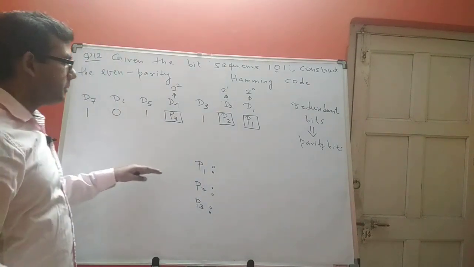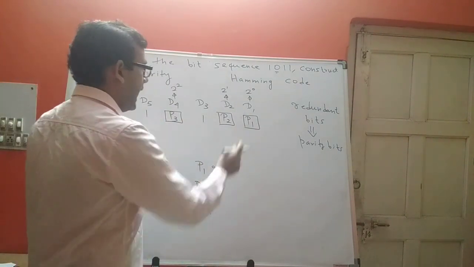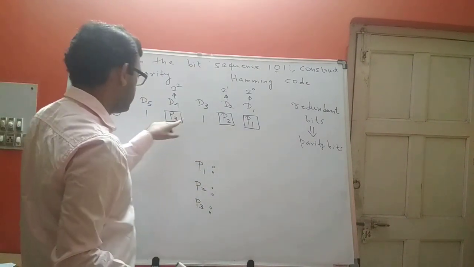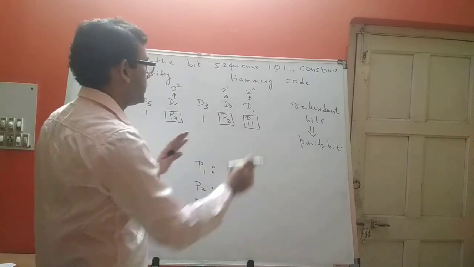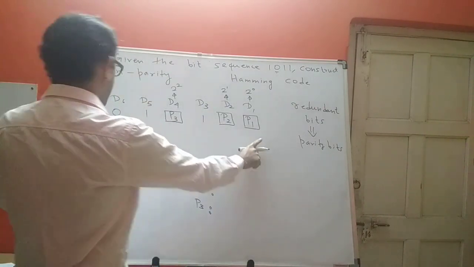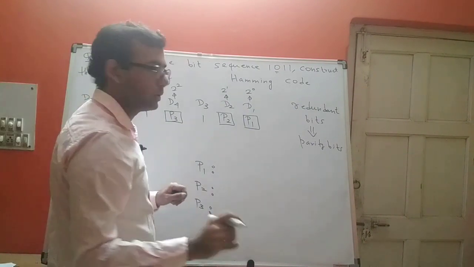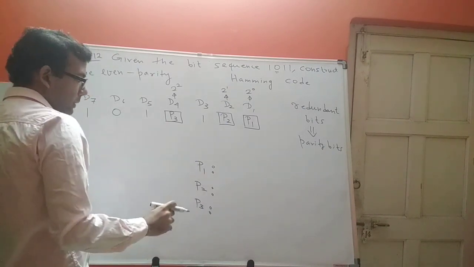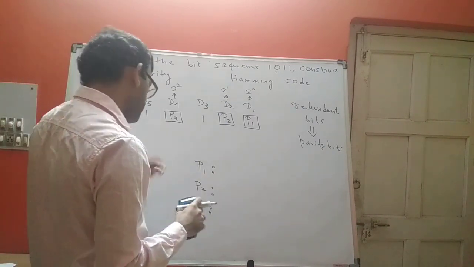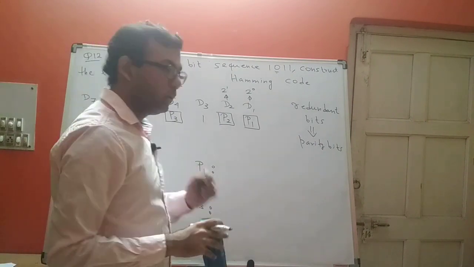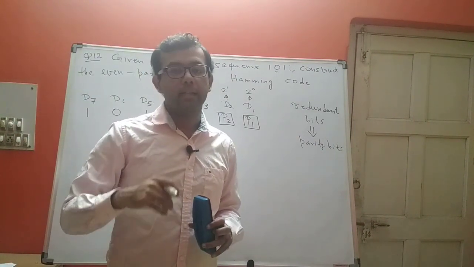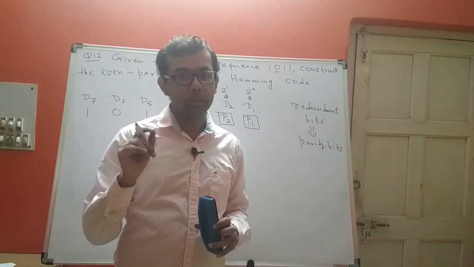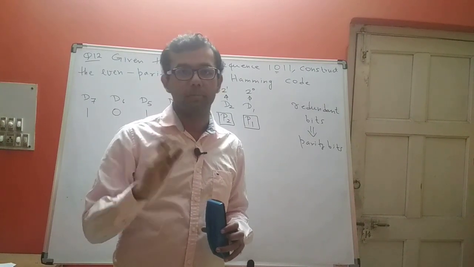Now after determining the positions of my parity bits, I need to come up with values, right? I need to know what is the value of P1, P2 and P3 in order to be able to construct the Hamming code. This entire 7-bit sequence will be my Hamming code. So I need to find the values of P1, P2 and P3. Now remember, the value of P1 will be such that it is an even parity value, as well as it is dependent on those bit positions which have a 1 in the LSB. I'll show you how.